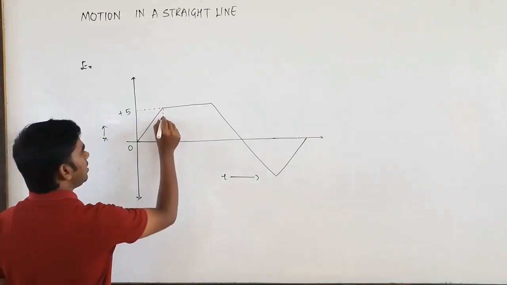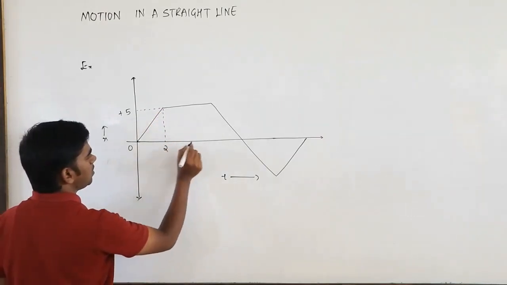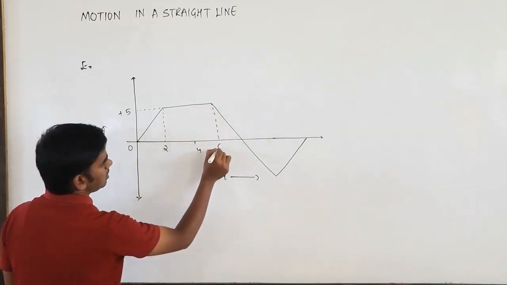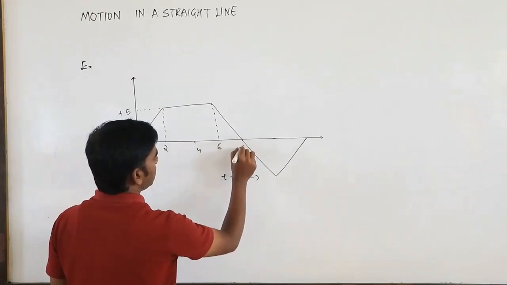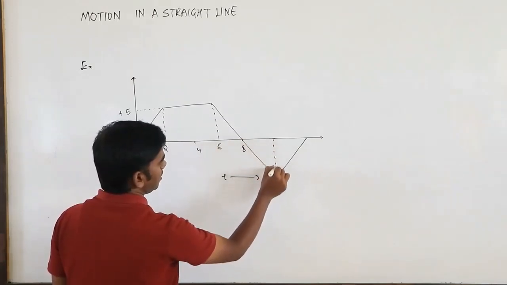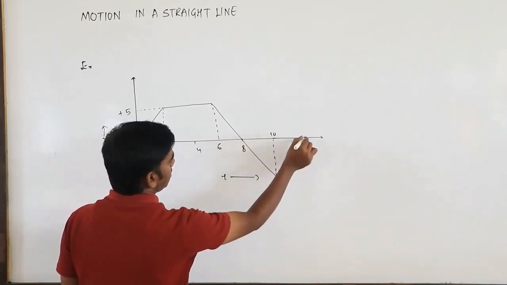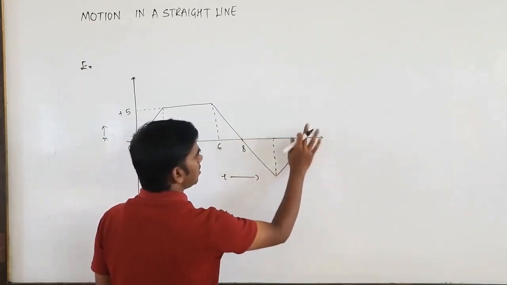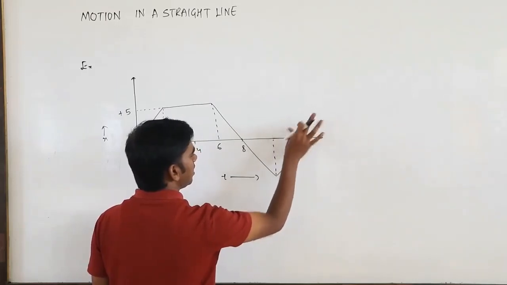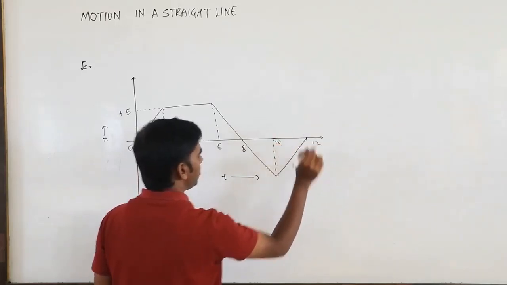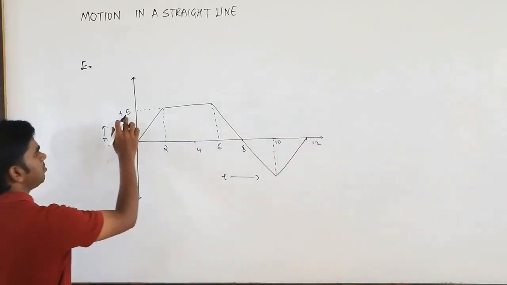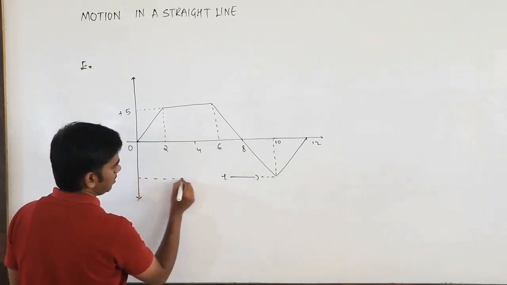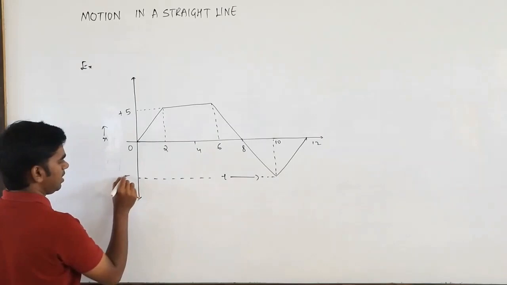So here I will take time 2. Here it is 4. Here it is 6. Here it is 8. Here it is 10. Here it is 12. Okay, so this is the graph I have taken randomly. Okay, 10, 12. So here it is plus 5. If I take this, this is going to be minus 5.